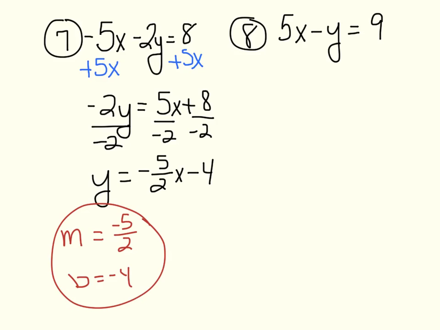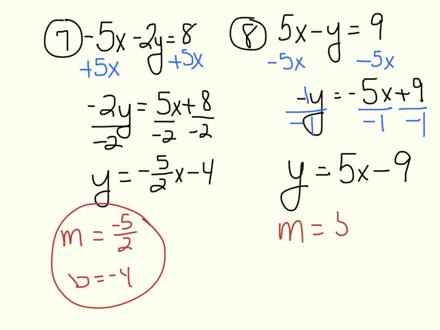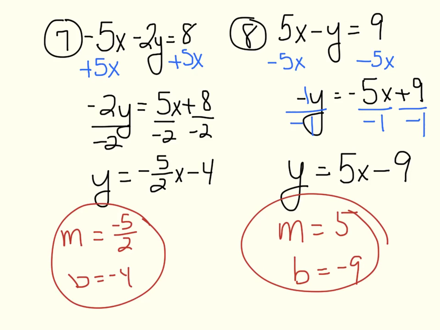Number 8. I've got to move the 5x over by subtracting 5x. That's the opposite, or the inverse operation. That gives me negative y equals negative 5x plus 9. I now have a negative 1 here, so I have to get rid of a negative 1 by dividing by negative 1. I divide everything by negative 1. Y equals positive 5x minus 9. My slope would be 5. My y-intercept would be negative 9. And that is how you solve for y first and then find m and b.